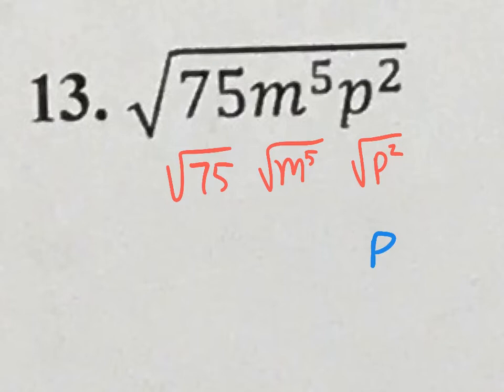Well, 75, it's not a perfect square number. You're going to rewrite it as 25 times 3. That way, when you split the root, you will get 5 square root of 3, which is really saying 5 times the square root of 3.